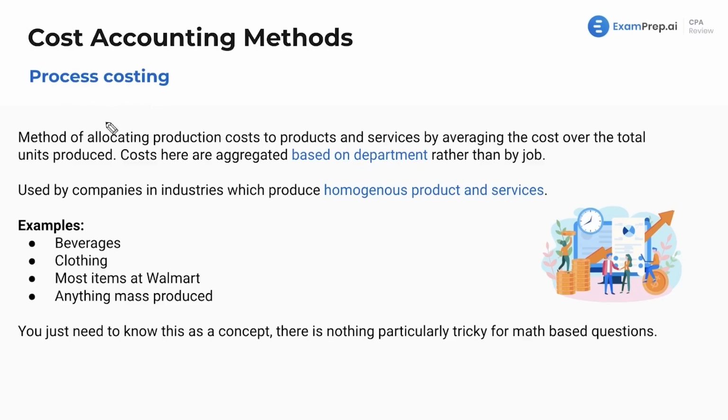We have process costing. This is a method of allocating production costs to products and services by averaging the total cost over the total units produced. Here, costs are aggregated based on department rather than by job.